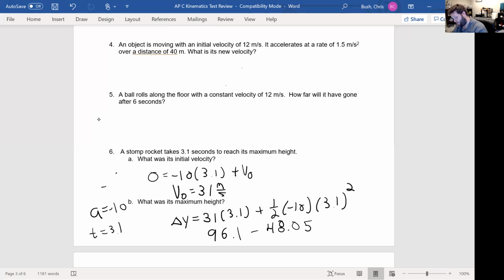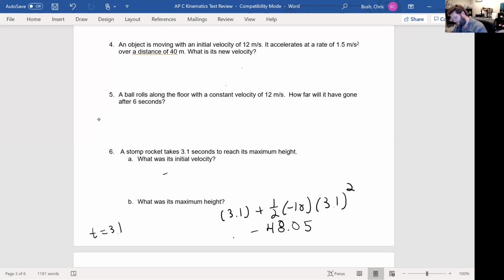And this is an old AP question. As I erase.